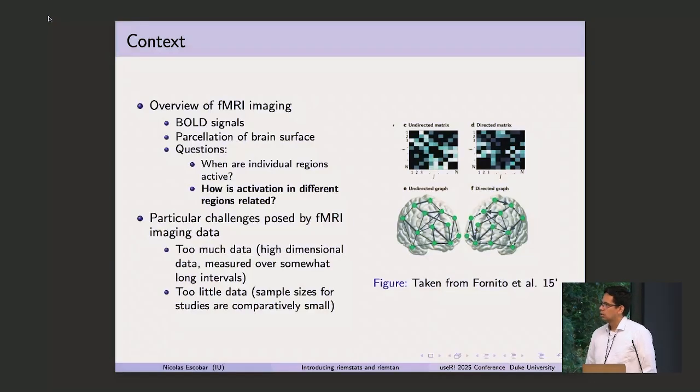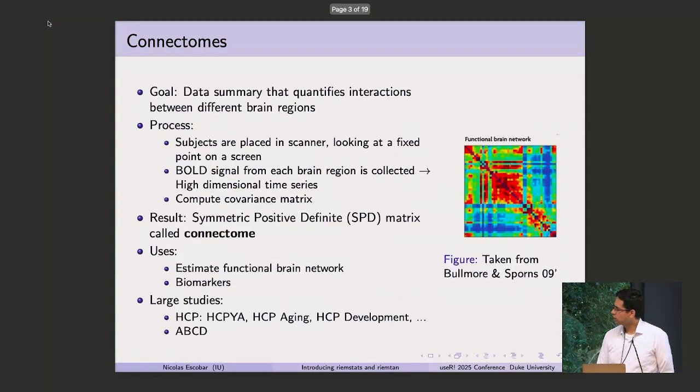When we do that, we basically have two questions. You can ask when a subject is performing some kind of task, what parts or regions of their brain activate. The other question that you can ask is even when they're not doing something, when they're in the so-called resting state, how do different parts of their brain interact with each other? And that's the question I'm mostly interested in. The way people do that nowadays is through something called connectomics.